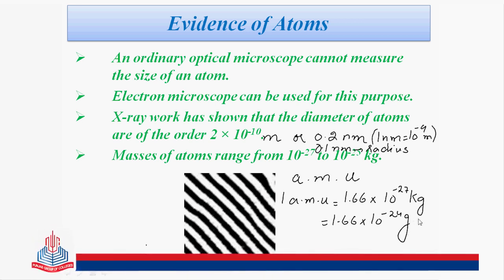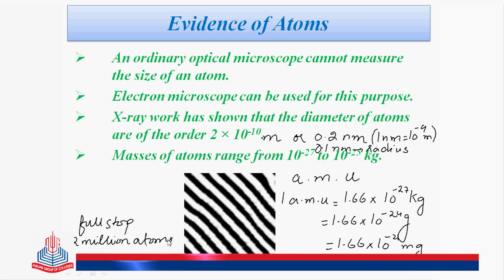or 1.66 into 10 raised to the power minus 21 milligrams. These are some of the values which must be memorized as they are important from the objective point of view. So from all this we can conclude that the size of an atom is extremely small. We can also get the idea about the size of an atom from this fact that a full stop contains 2 million atoms, whereas a colon has 4 million atoms. This is just to have an idea about the size of an atom.